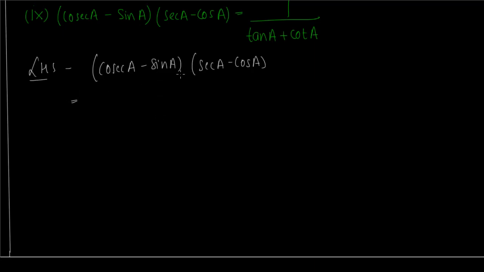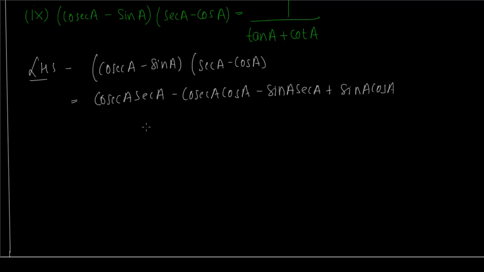Now multiply. Cosec A into sec A will be cosec A sec A. And this into cos A will be minus cosec A cos A. Minus sin A into sec A. Plus, because minus minus plus, sin A cos A.